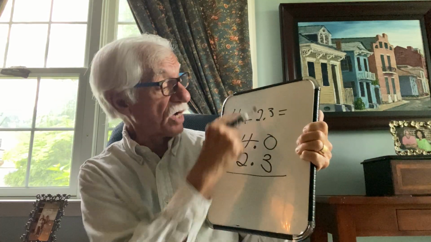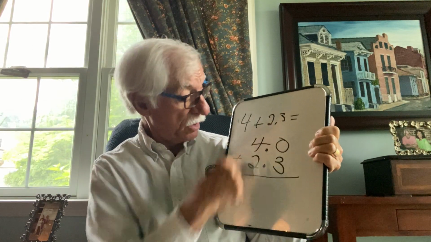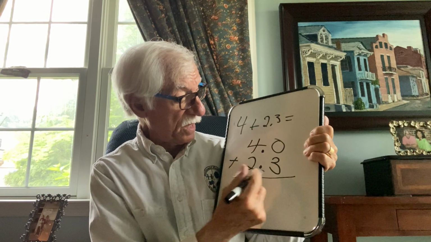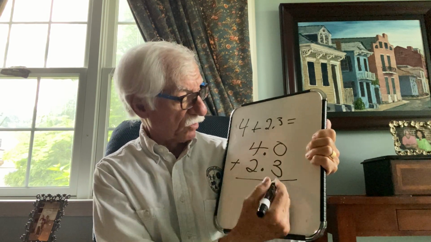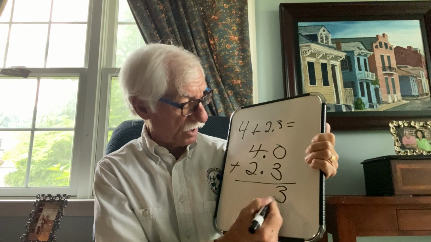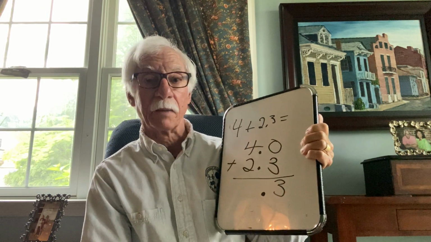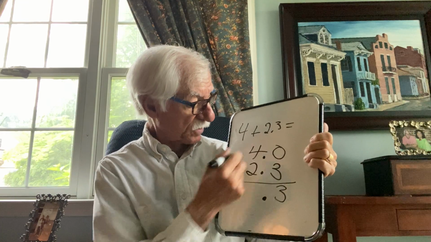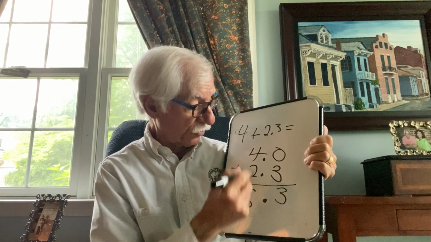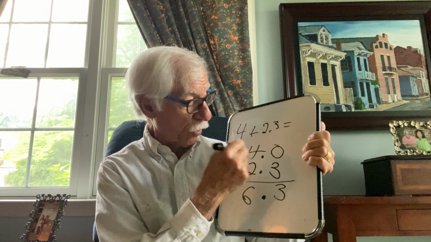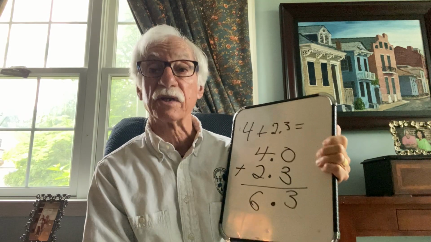So we took our horizontal equation, made it a vertical problem, and now we'll solve it. It's addition. 3/10 and 0/10 is 3/10. And look at those decimal points coming right down in vertical fashion. 4 wholes and 2 wholes is 6 wholes. 4 plus 2 and 3/10 is 6 and 3/10. Give yourself a check if you got it. If not, figure out what you did wrong.